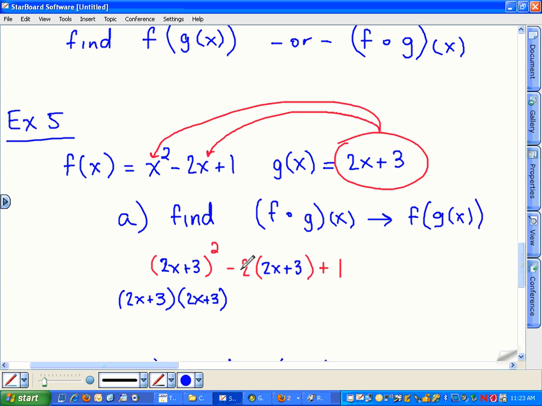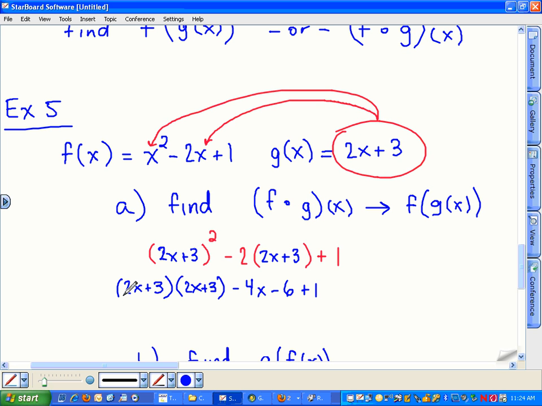In the middle part of this, you can just distribute the negative 2. That becomes negative 4x minus 6. And then you have the plus 1 there. Be careful on the FOIL method here.